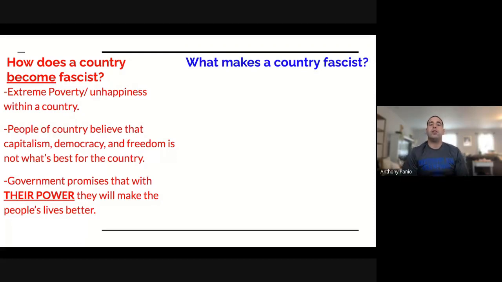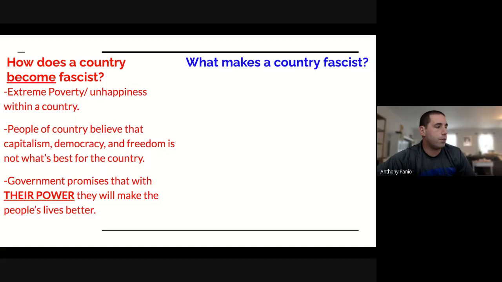Okay? Number two, people of the country believe that capitalism, democracy, and freedom is not what's best for the country. They believe that more government control is going to lead to fewer problems. It's like a teacher who's a lot more strict in class. Sometimes the classroom runs better a little bit. Too much freedom in class could mean the classroom gets a little out of control. Fascism is kind of the opposite. Number three, the government promises that with their power, they will make the people's lives better. They believe more government means that they can work and make the people's lives better, and people in a fascist country will obviously believe that.